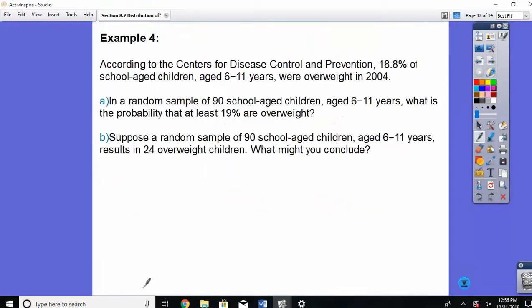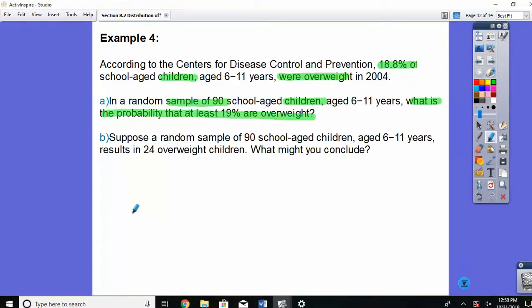Let's look at another one. According to the Centers for Disease Control and Prevention, 18.8% of school-aged children ages 6 to 11 years were overweight in 2004. In a random sample of 90 school-aged children aged 6 to 11, what's the probability that at least 19% are overweight? Let me let you write the question first, and then we'll talk about it.